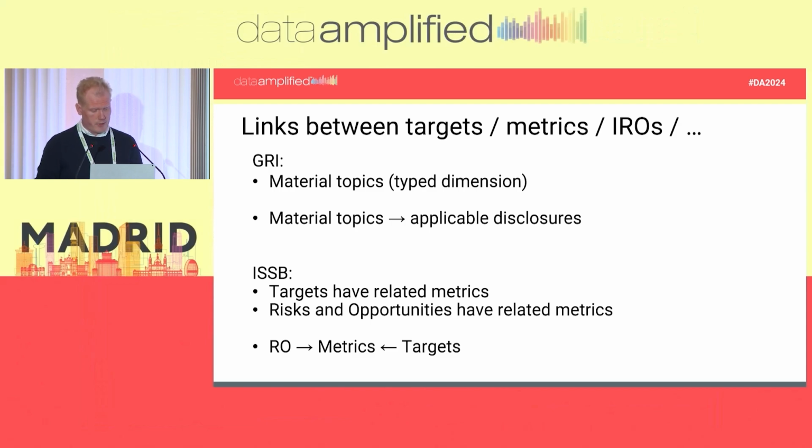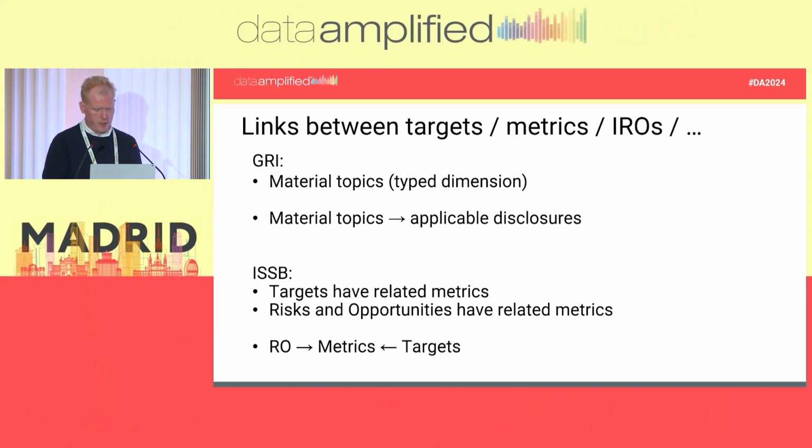And then with ISSB, you have targets and metrics as entity-defined areas. There are a lot of built-in metrics in ISSB, and then you can define your own entity-specific metrics, say you've got an intensity ratio or something like that you want to capture. And then they've also got their risks and opportunities, and they have a related metric. So the risk and opportunity doesn't directly connect to the target, but they both connect to the metric, and you work through like that.